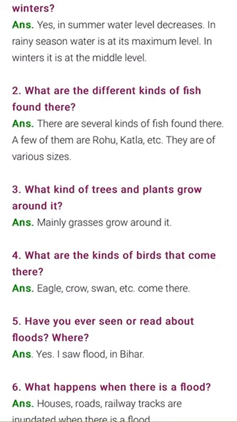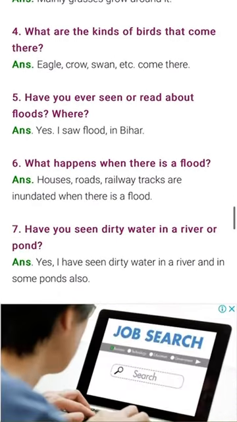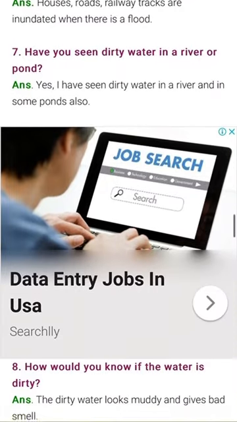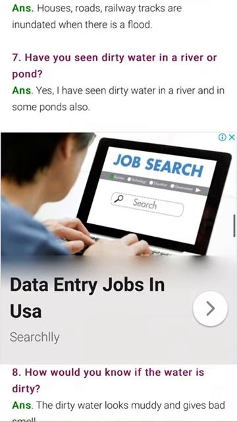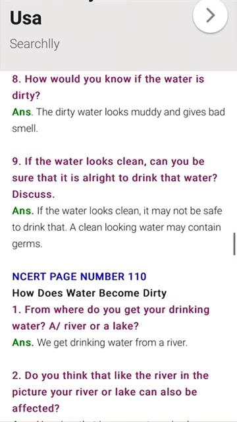come there. 5. Have you ever seen or read about floods? Where? Ans. Yes, I saw flood in Bihar. 6. What happens when there is a flood? Ans. Houses, roads, railway tracks are inundated when there is a flood. 7. Have you seen dirty water in a river or pond? Ans. Yes, I have seen dirty water in a river and in some ponds also. 8. How would you know if the water is dirty? Ans. The dirty water looks muddy and gives bad smell.